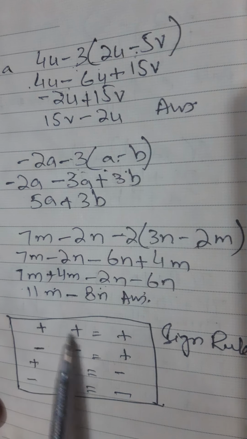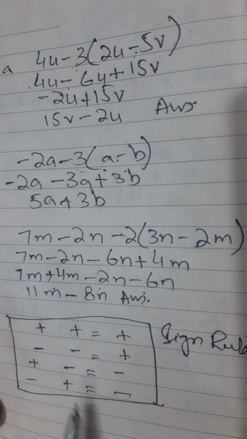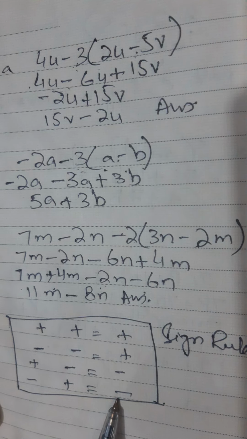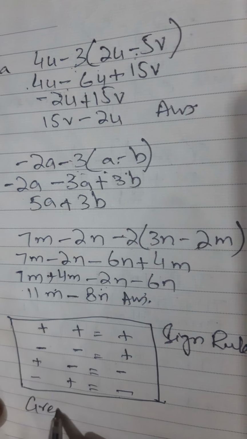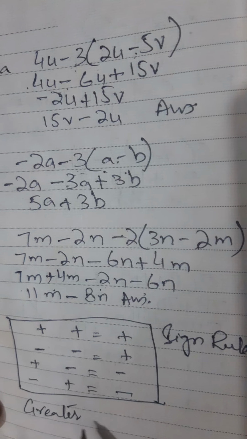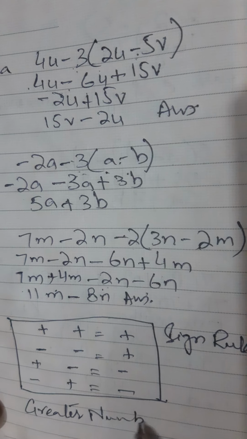Whenever signs are the same, they are going to add. Whenever signs are different, they are going to subtract. And we will put the sign of the greater number. We will see which number is greater, then we will put its sign.